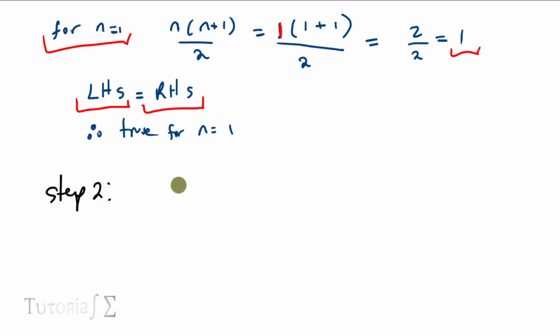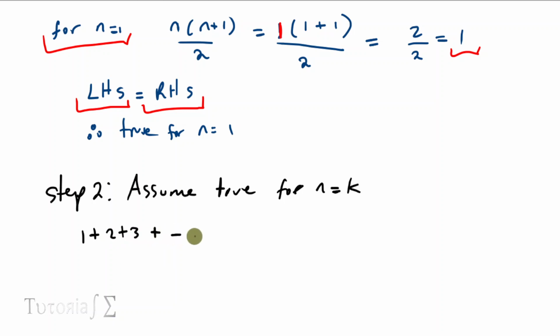Step 2 is the assumption stage. So we just assume the statement is true for n equals k. So this is the assumption stage. Remember we have 1 plus 2 plus 3 plus all the way to n equals n open brackets n plus 1 all over 2.